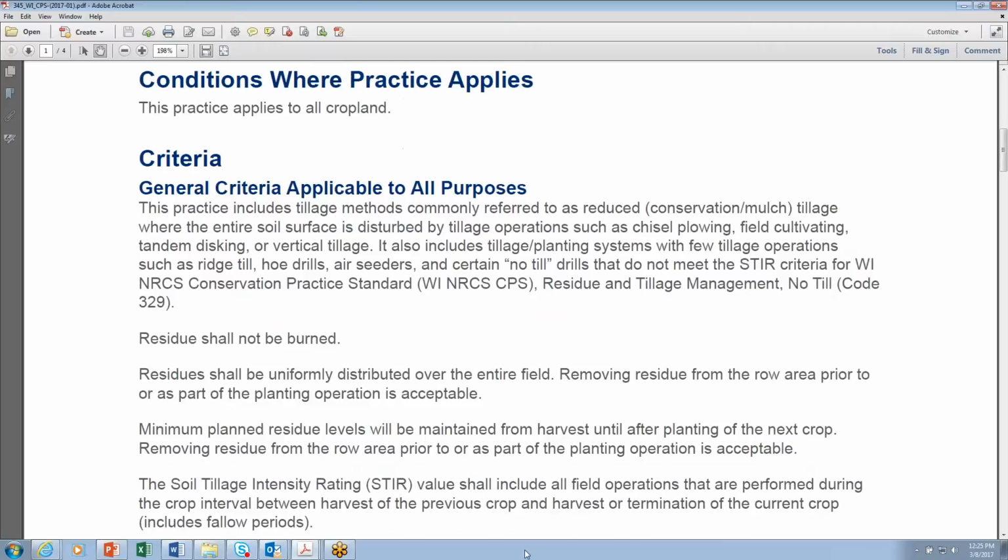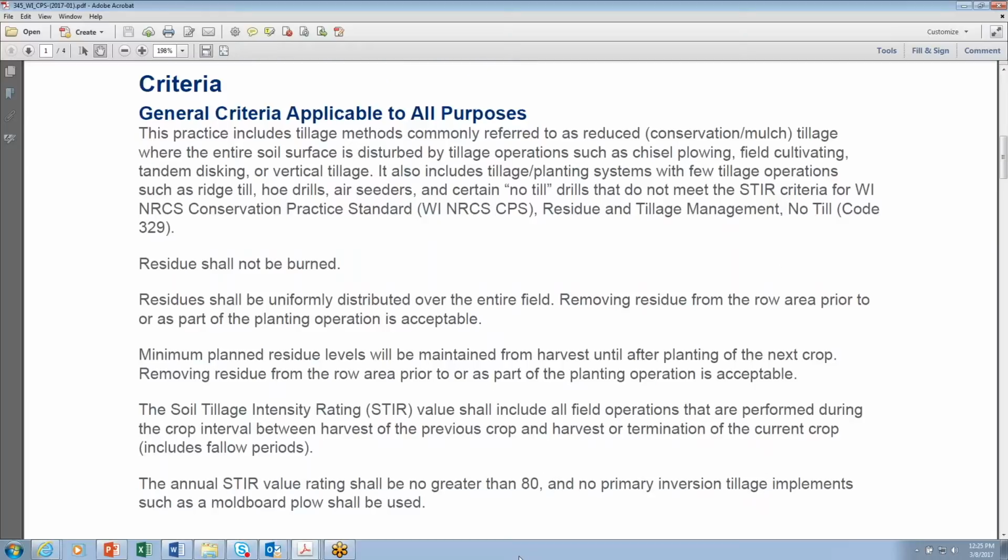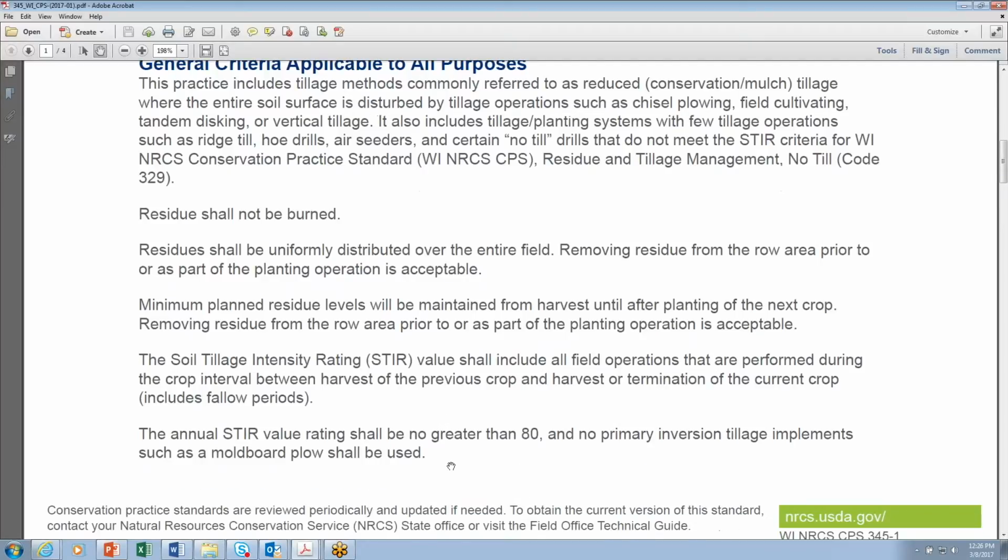The standard itself, the criteria says you cannot burn residue. Wisconsin doesn't do a lot of that, but there are pockets where they do burn residue. It's an older practice that we used to use a lot more often, but obviously we cannot be burning residue. We're still assuming a uniform distribution of that residue over the entire area. And we're looking at a stir value rating of no more than 80.